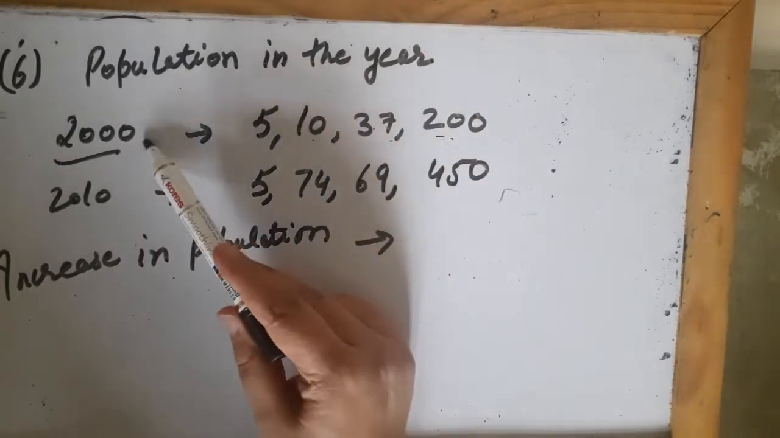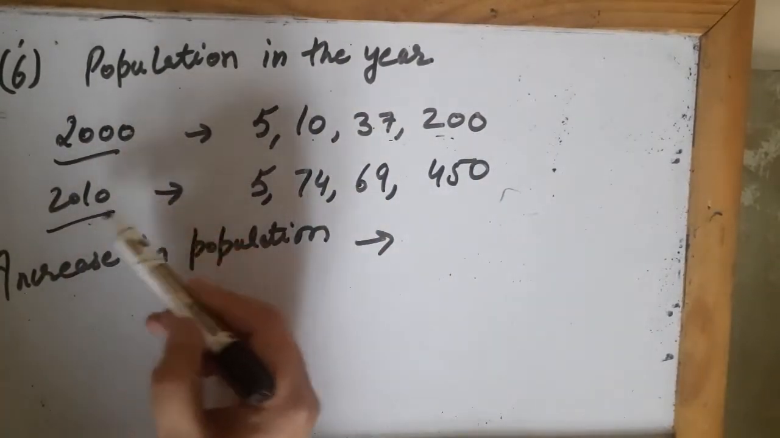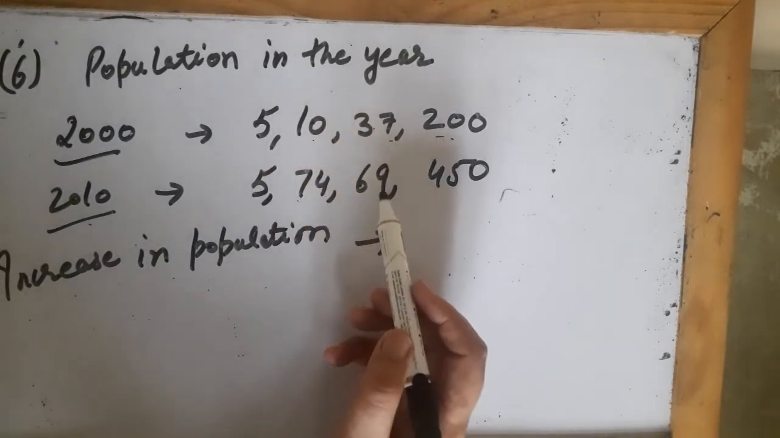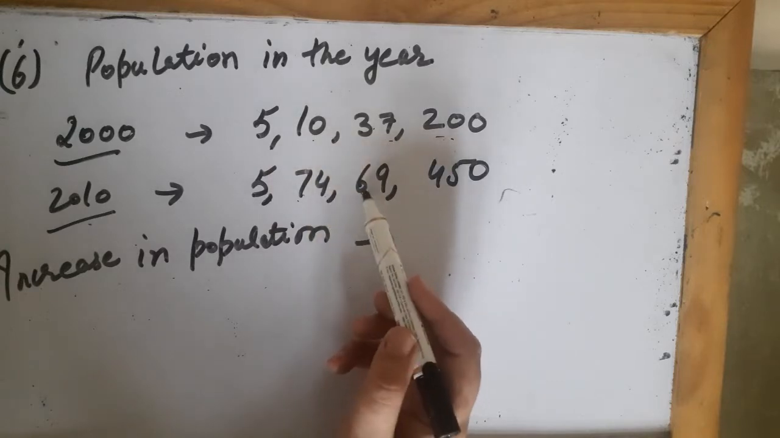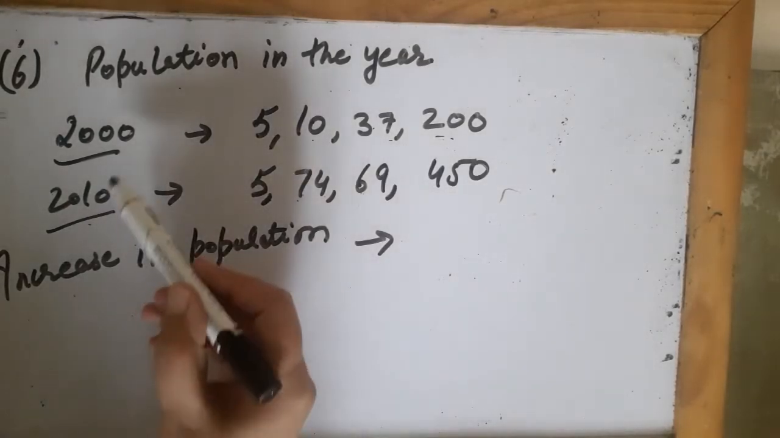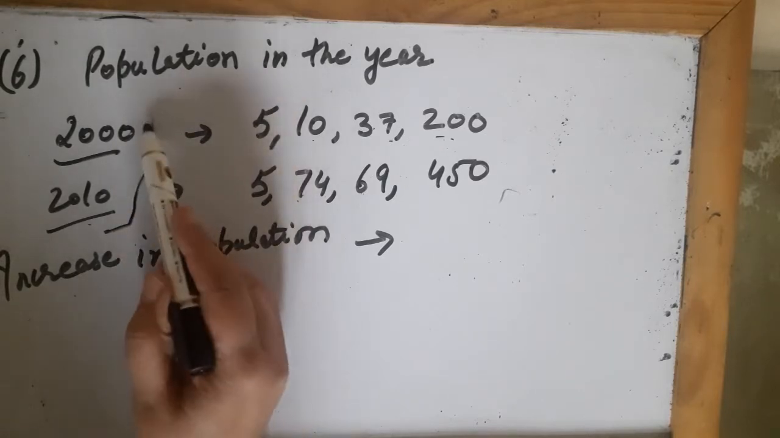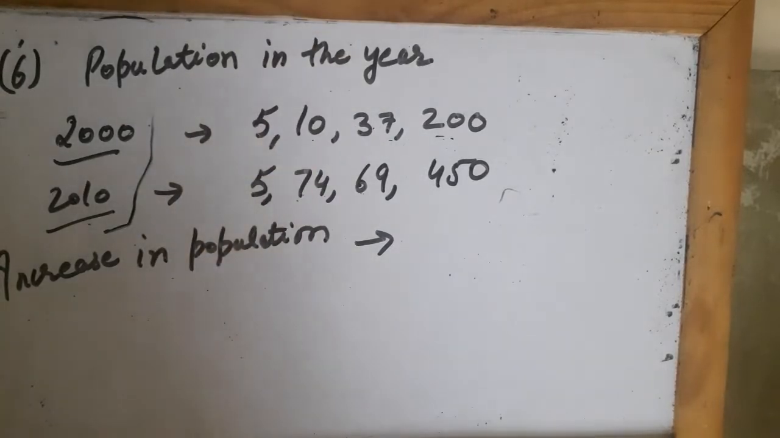37,200 in the year 2000. But in the year 2010, means after 10 years, the population became 74,006. 5 crores 74 lakhs 69,450. Now they are asking you how much the population increased in these 10 years. In these 10 years, how much the population increased by. Now how much did it increase?